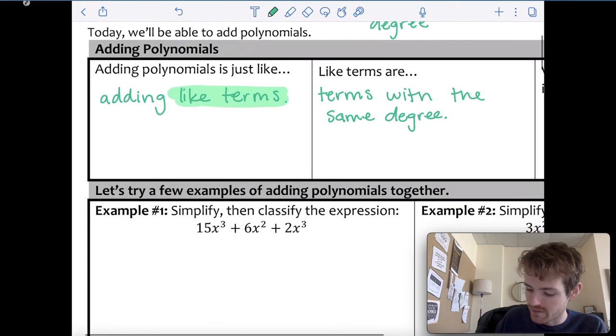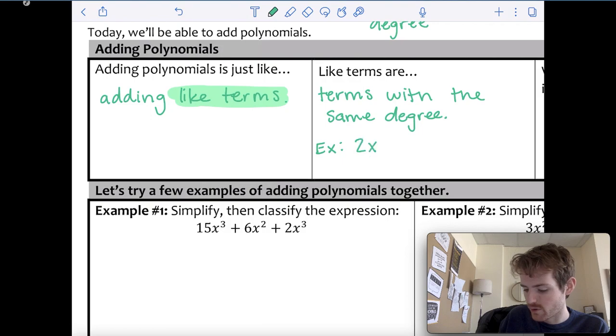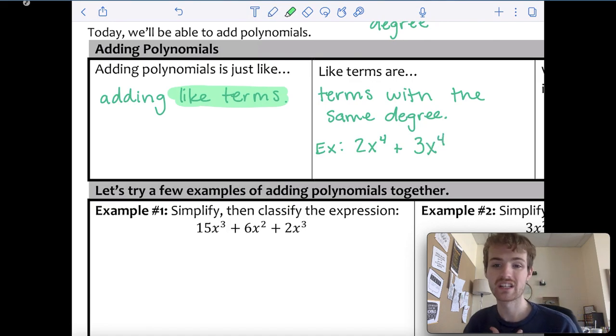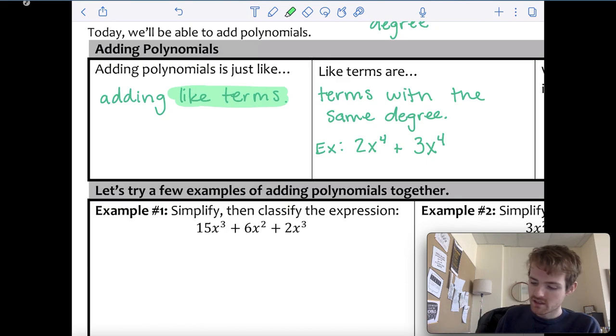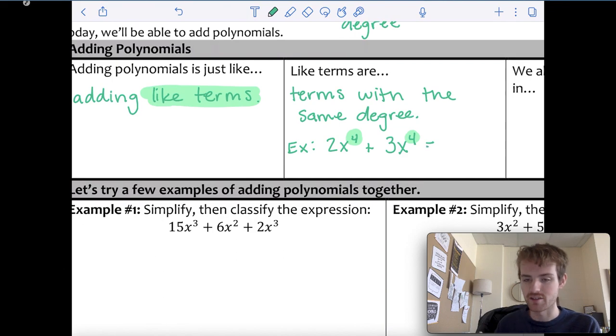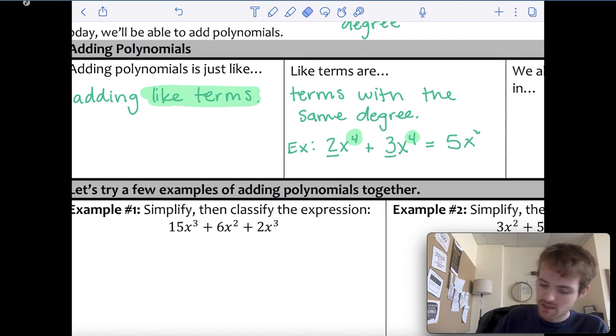So, an example of this would be this. If I had 2x to the fourth plus 3x to the fourth, do you see here, when we look at the term, we look at the exponents. So here, this term, 2x to the fourth, has a degree of 4. This 3x to the fourth has a degree of 4. Well, we can add those together. When we do, you just add the numbers. 2 plus 3 gives me 5, and then I just keep my degree the same. So my answer, I can add the like terms to get 5x to the fourth.